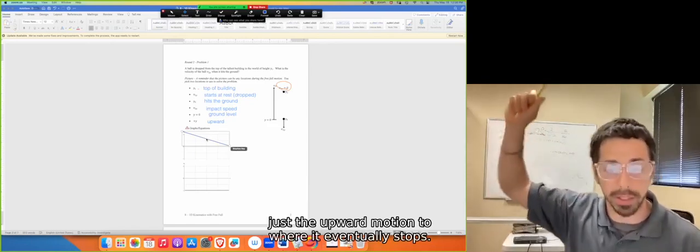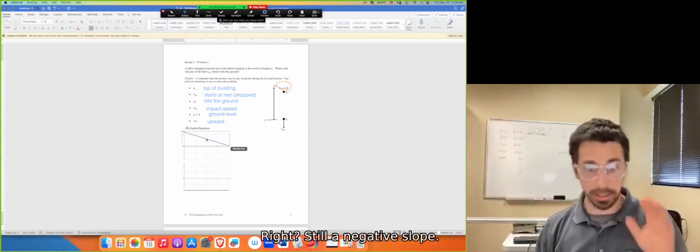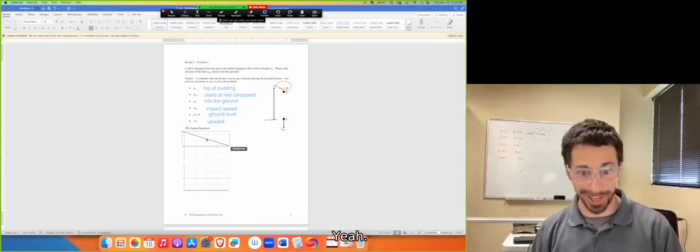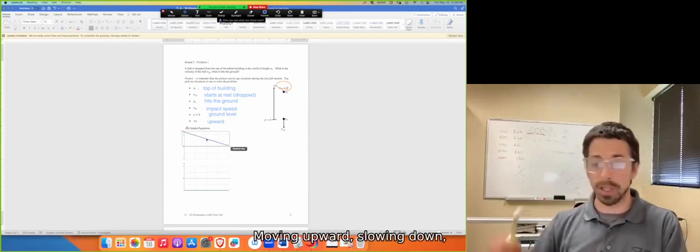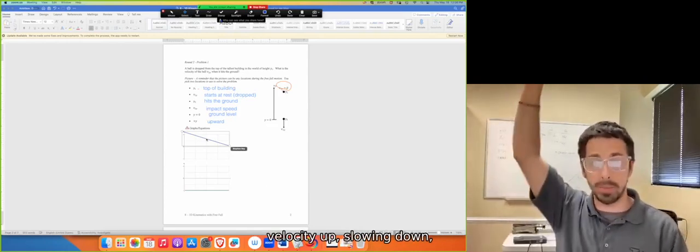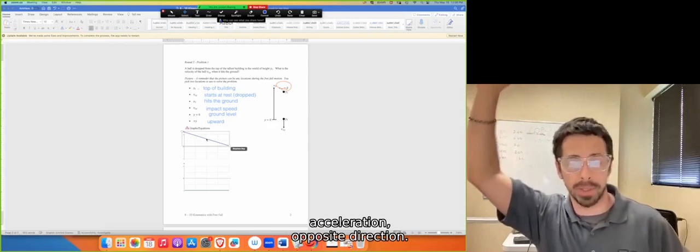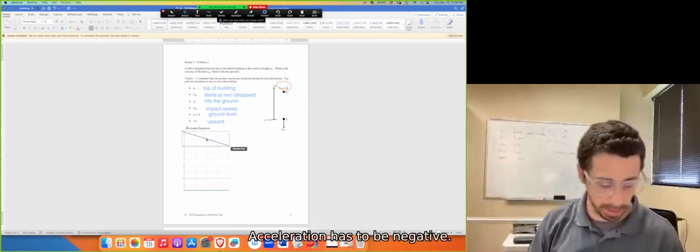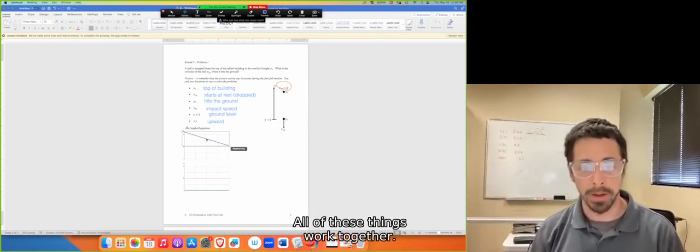motion to where it eventually stops, right? Still a negative slope, yeah? What's happening? Moving upwards, slowing down, velocity up, slowing down, acceleration in the opposite direction. Acceleration has to be negative. All these things work together.